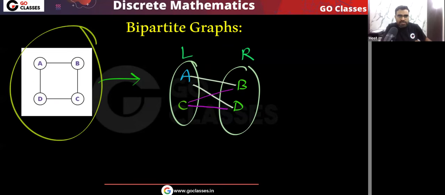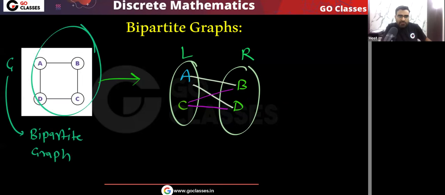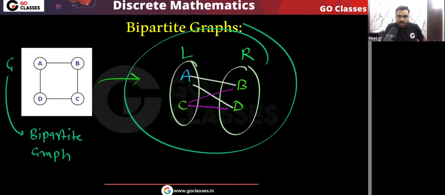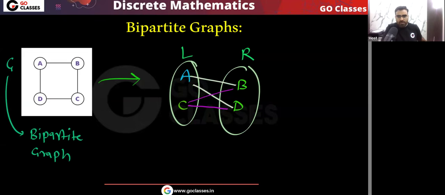That is the reason I can say this is a bipartite graph. Is this clear? So remember this graph G is a bipartite graph. And what is the reason? The reason is very simple: for this graph I have a bipartition of vertices, two parts of vertices, such that every edge is between these two parts.